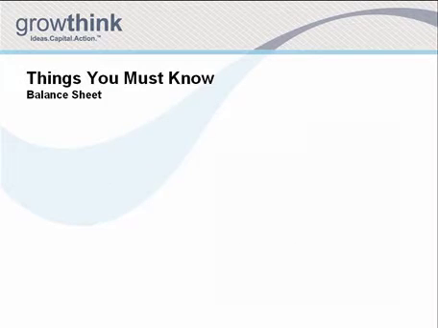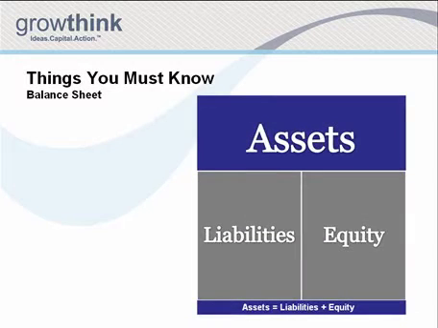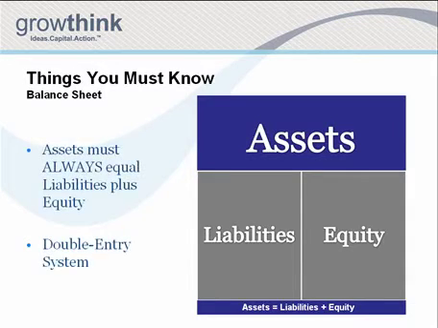I want to talk about things you must know about your balance sheet, and the key here is you have assets on one side and liabilities and equity on the other side, and the key check on your balance sheet is that assets always equal your liabilities and equity. And when you do accounting, that's why there's always a double entry system. We'll talk through that in a moment so you can understand that you're always doing one thing.